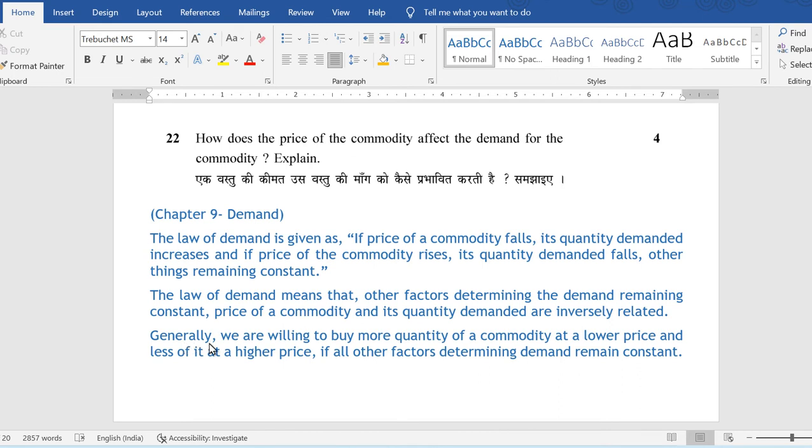Generally, we are willing to buy more quantity of a commodity at a lower price and less of it at a higher price if all the other factors determining the demand remain constant.